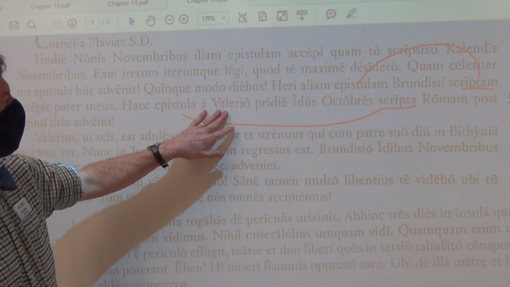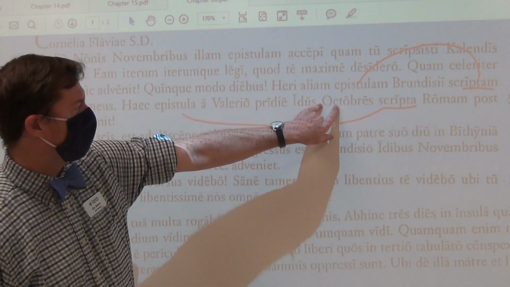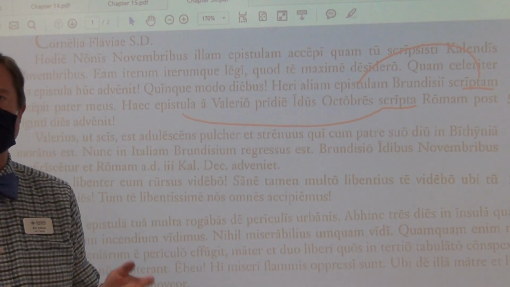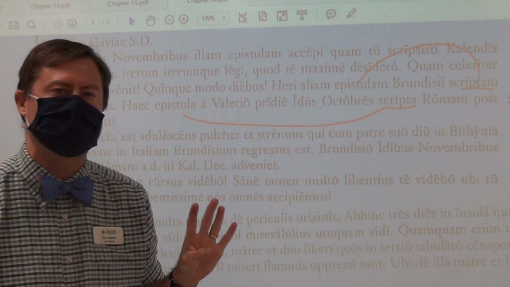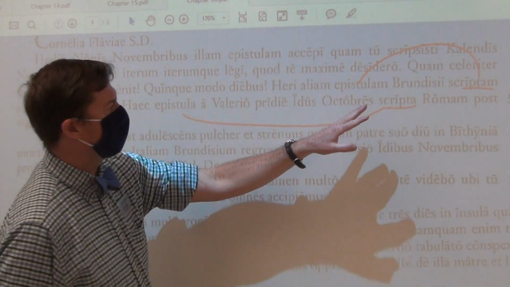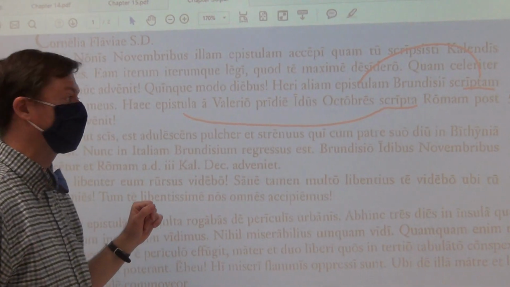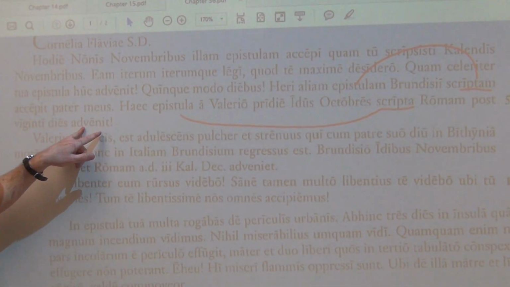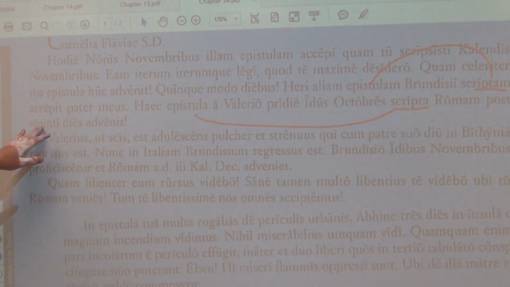Having been written by Valerius, whomever that is, on the day before the October Ides. So when would that be? The October Ides, remember? March, May, July, October. For those 4 months, the Ides are on the 15th, not the 13th. So this letter, having been written on the day before the October Ides, so October 14th, it arrived to Rome after 20 days.